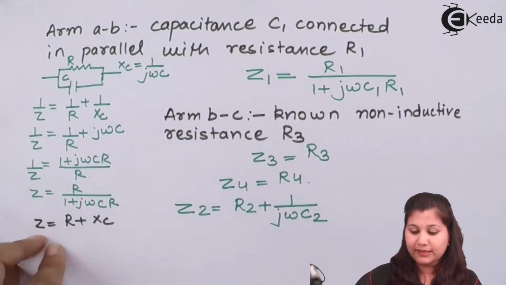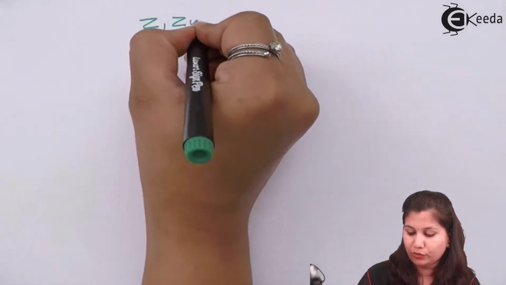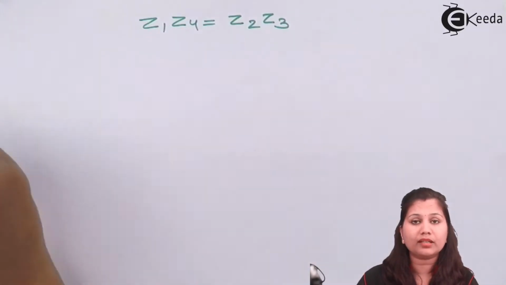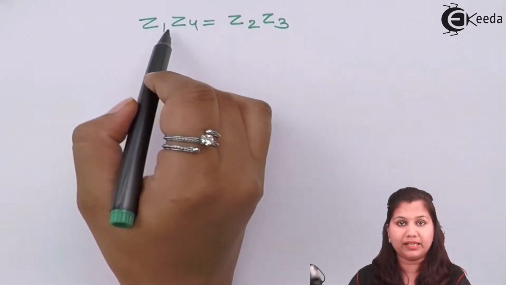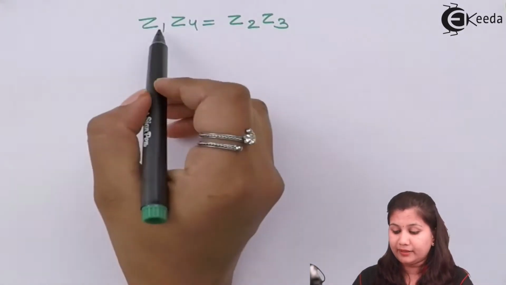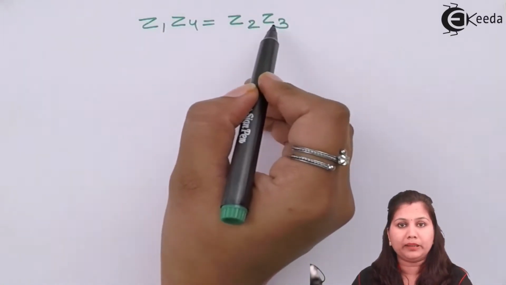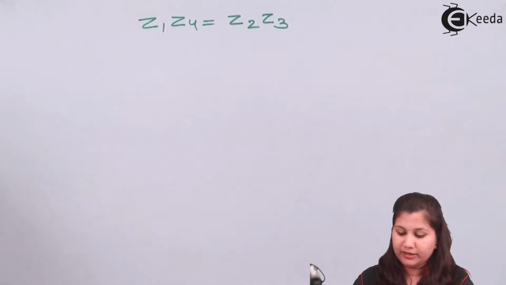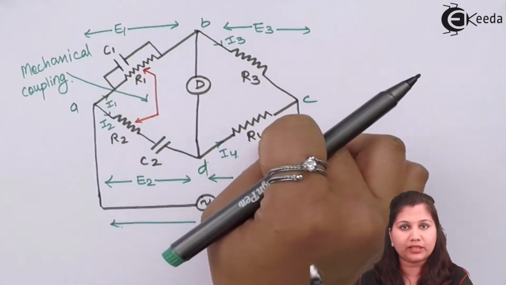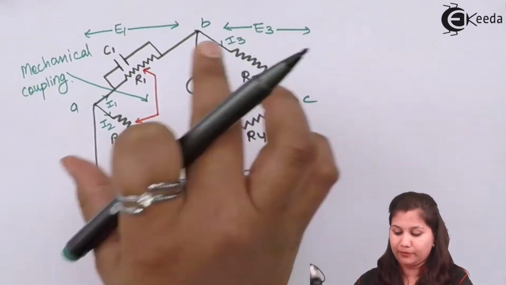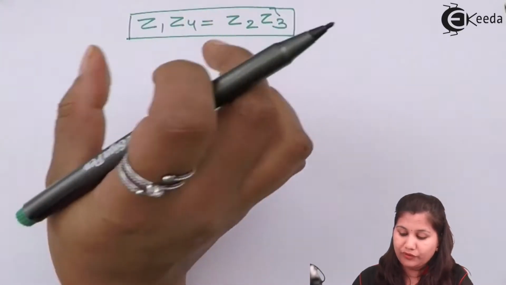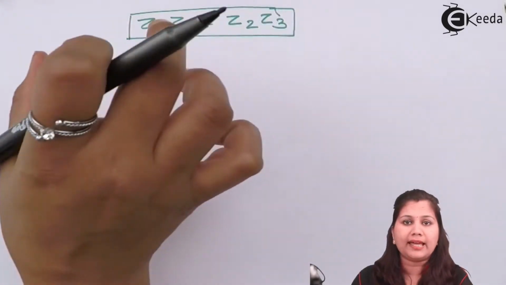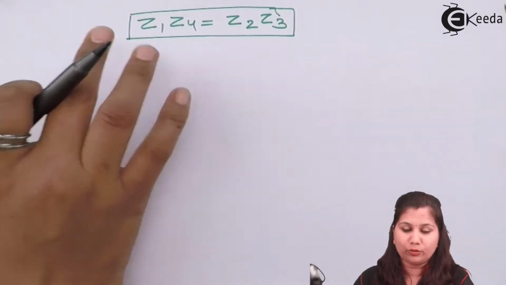Now when the bridge is balanced, then for a balanced alternating current bridge we have the balance equation, which is Z1 Z4 equals Z2 Z3. This is the generalized balance equation for an alternating current bridge, and this equation says that the product of the impedances in the opposite arms is equal to the product of the impedances in the other pair of opposite arms. Here Z1 and Z4 are in opposite arms, and Z2 and Z3 are in opposite arms, so their products are equal. Now we have the values of the impedances, so we are going to put these values in this equation, and then we can calculate the unknown impedance Z1.